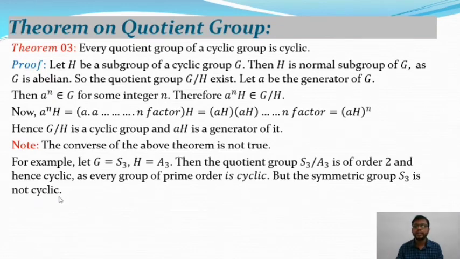For example, let G be the symmetric group of order 6, that means S3, and H be the alternating group of order 3, that means A3. Then the quotient group S3/A3 is of order 2, and hence it is cyclic, as every group of prime order is cyclic, you know that. But the symmetric group S3 is not a cyclic group. So the converse part of the above theorem is not true.